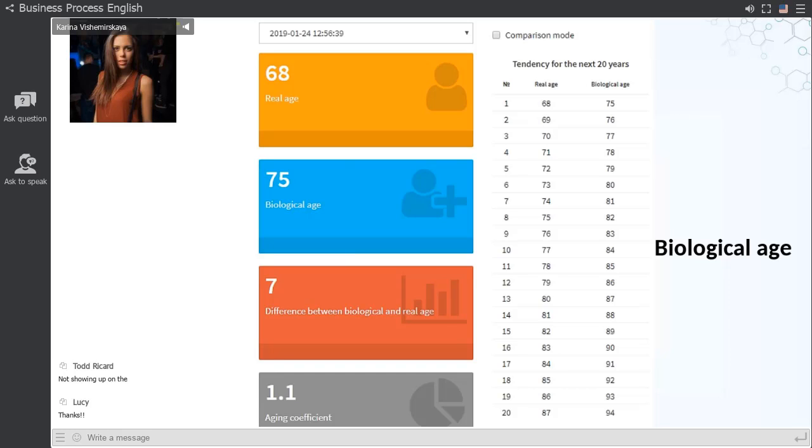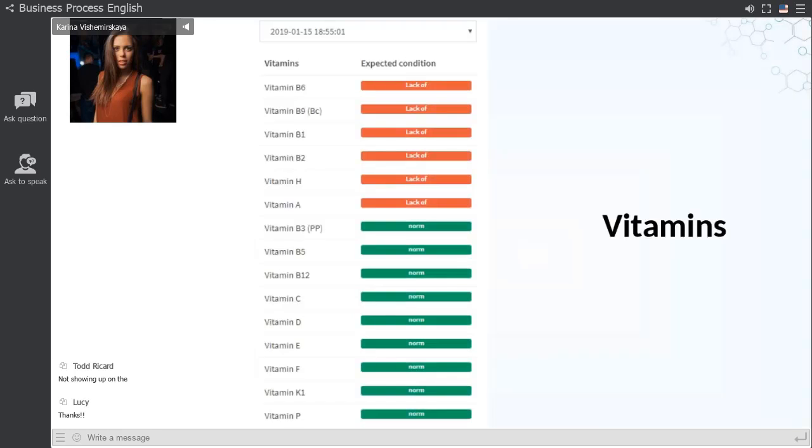And you can see it by talking to the person, by looking at the person. The next page is vitamins. So on this page, we can see the vitamins deficiency. All the vitamins which we have lack of are described above, and the other vitamins are more down.